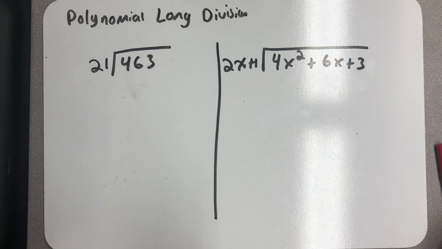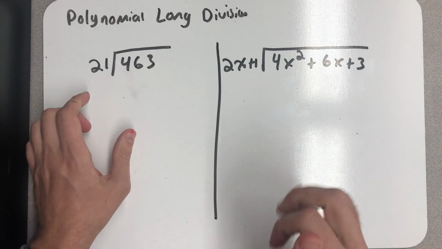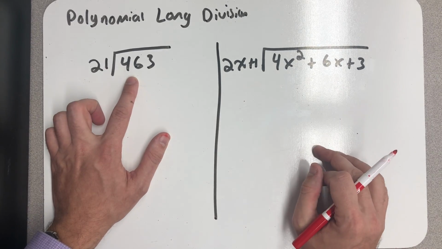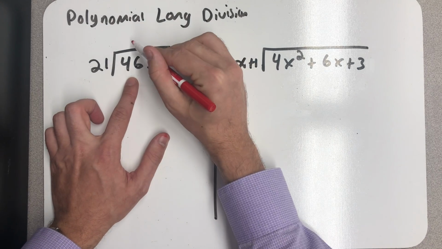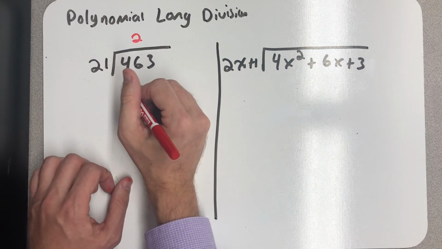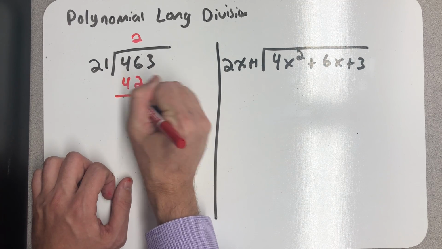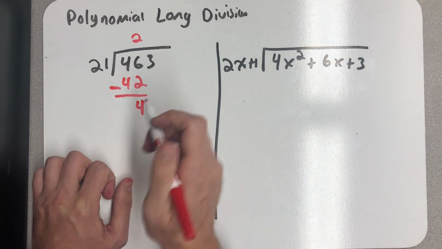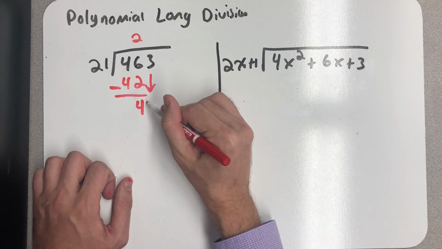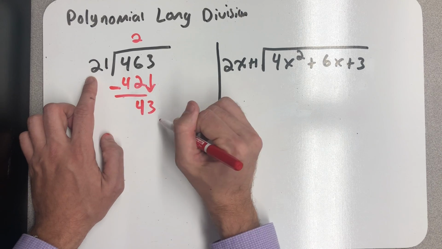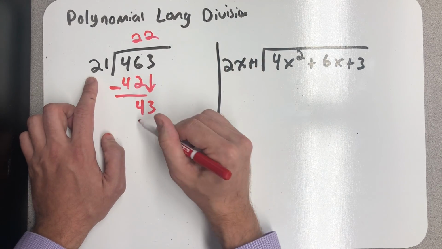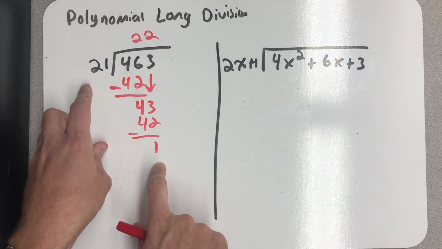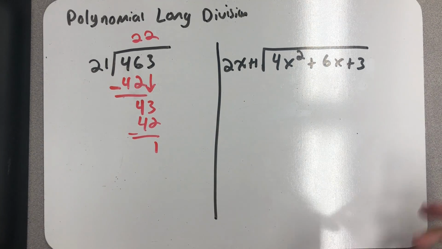So we start by thinking to ourselves, how many times does 21 go into 46? And we think, well, probably 2 times. So 2 times 21 is 42. And then I need to subtract. I'm left over with 4. And then I bring down the 3. I think to myself, how many times does 21 go into 43? Well, 2. And now I know I'm done because this value is less than 21, so 21 doesn't go in here anymore.